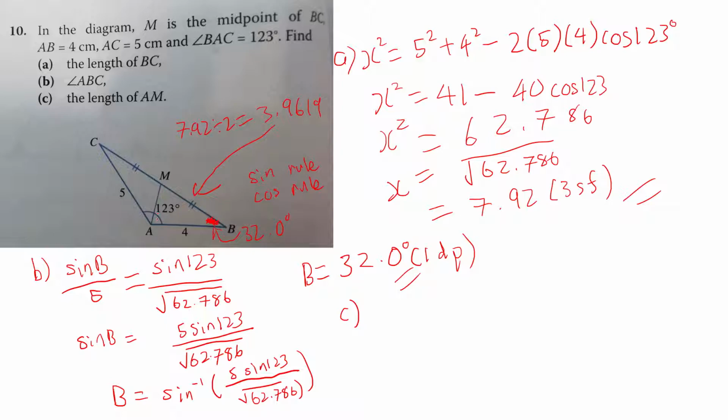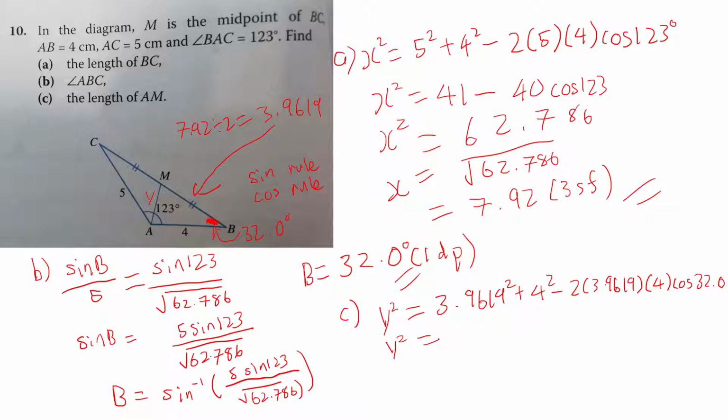So this length is actually our AM. Let's just call it Y, alright? So y square is equals to 3.9619 square plus 4 square minus 2 times 3.9619 times 4 times this angle, which is cosine 32. Okay, just bear in mind you should write the 5 significant figures, because I have limited space, so I can't write the whole thing. So y square will be equals to this.